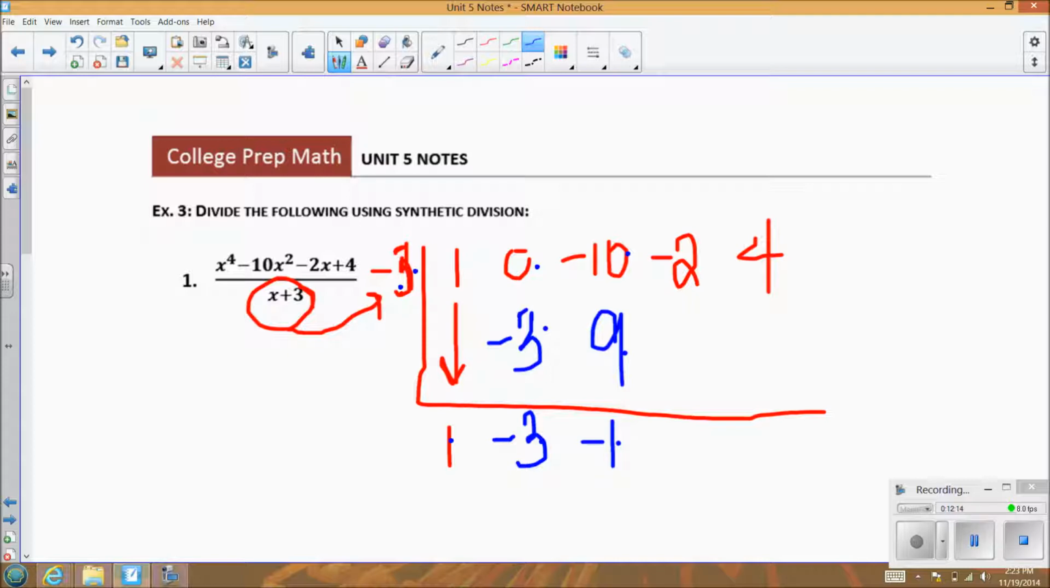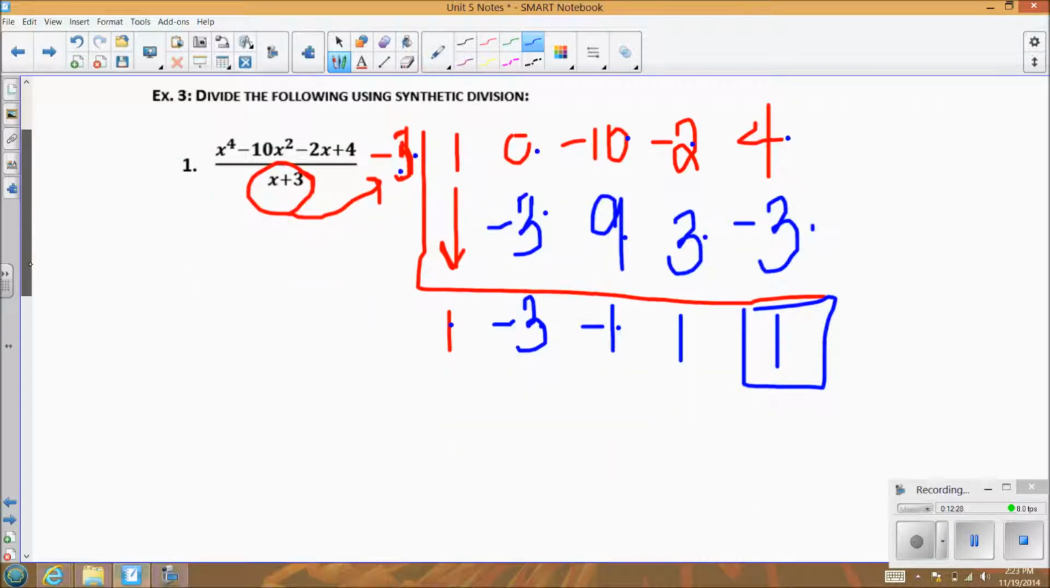Multiply diagonally. Negative 3 times negative 1, positive 3. Add vertically. So we have 1. 1 times negative 3 is negative 3. And add those vertically, we have a 1. So my remainder is 1.